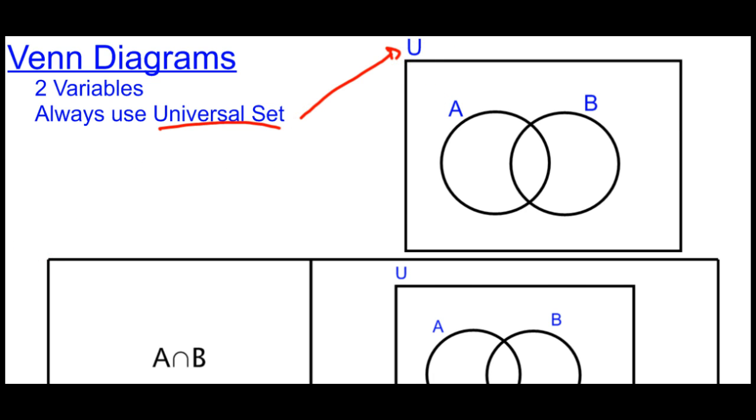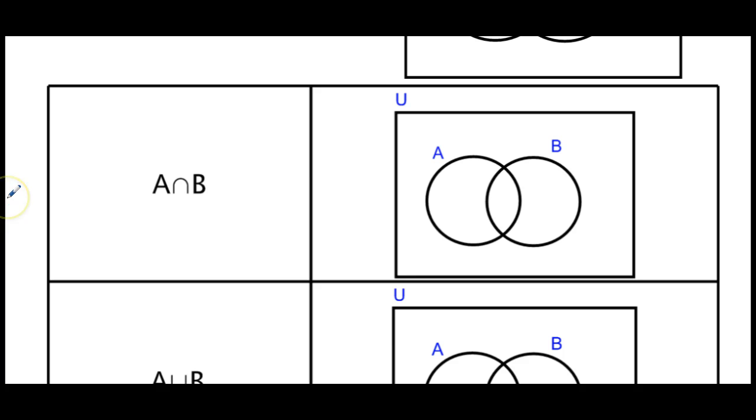All right, the first one we're going to look at is the intersection. So A intersect B, and that's this symbol right there. A intersect B means that if we were to look at the diagram, it's where A and B intersect, and this is the region we're concentrating on. A intersection B is just the middle part right here.